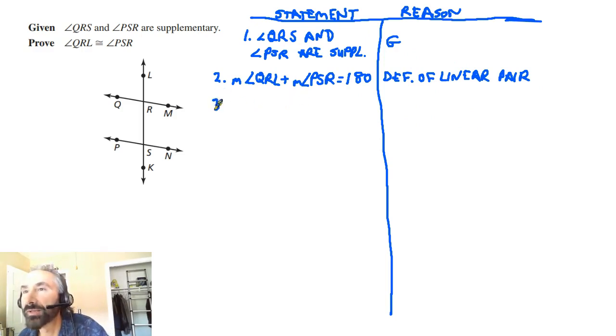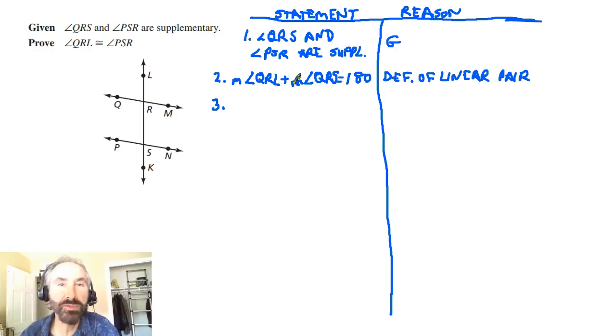Okay, next, step 3. Now, we now have a way of relating QRS and PSR, and QRL and, oh, I screwed up here. For those of you who are wondering what the heck's going on, it's not QRL plus PSR that are 180. It's QRL and QRS. So I screwed up. Sorry about that. For those of you that are freaking out, let's fix that. Okay, so that's better. So measure of angle QRL plus measure of angle QRS equals 180. Sorry about that. I was saying something and thinking something different than what I was saying.